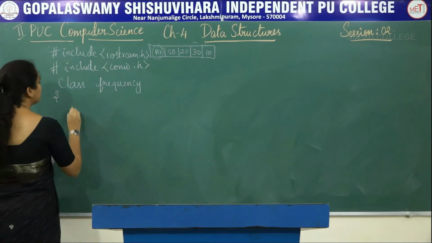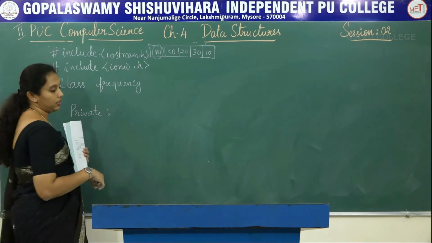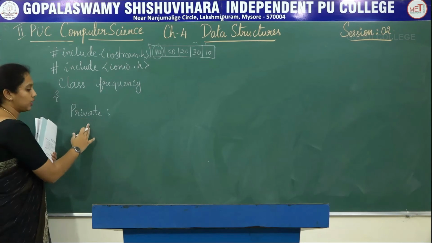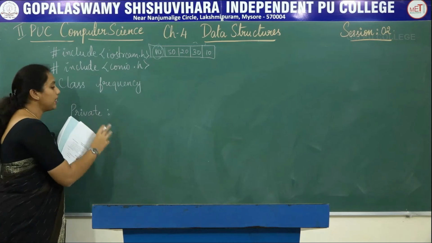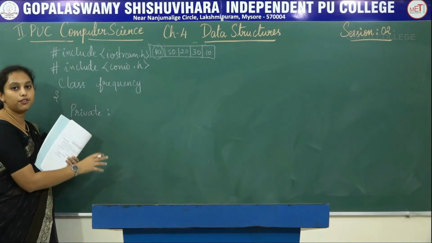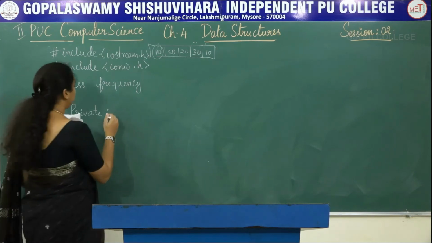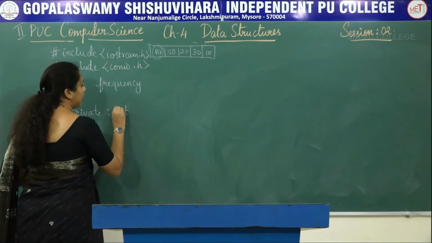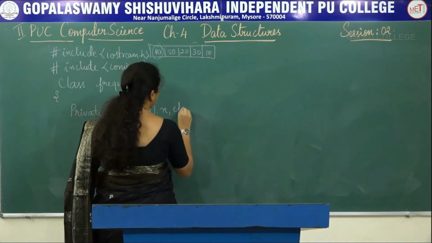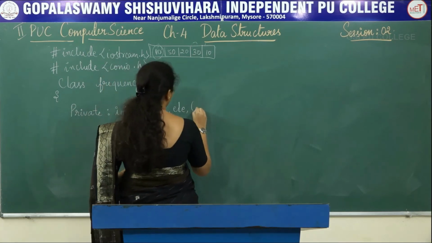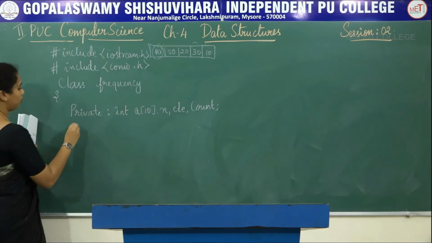Next, I am going to declare some variables in the private section. So why am I declaring them in the private section? The variables which are declared in the private section can only be accessible to the member functions, which are declared only within the class. Private: int a[10], n, element and count. So these are the variables which are required in our program.